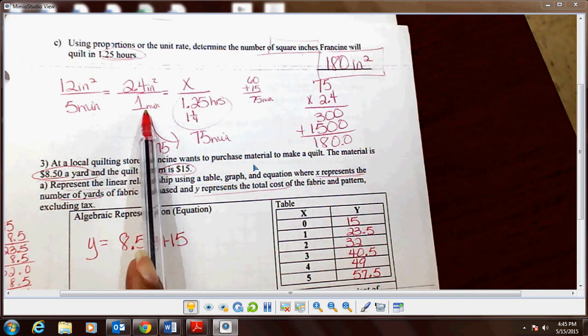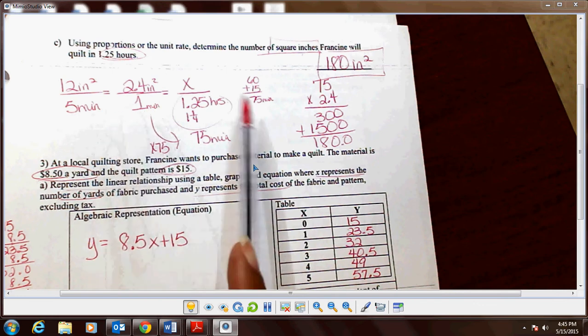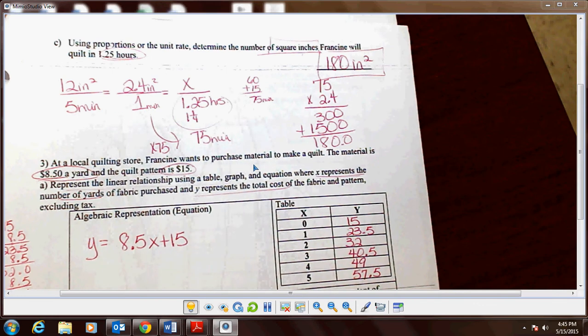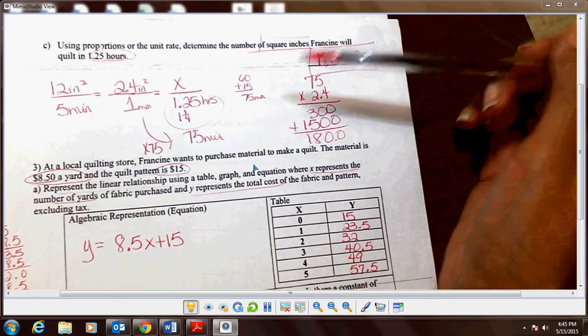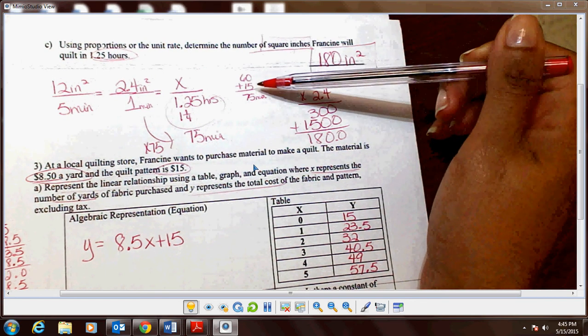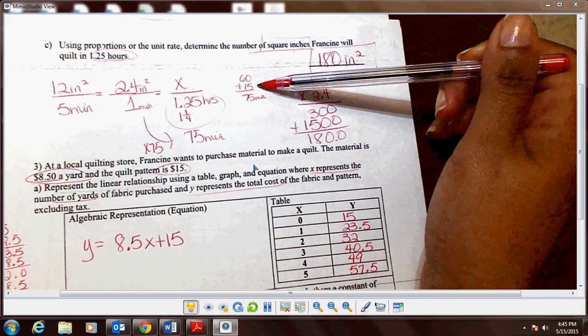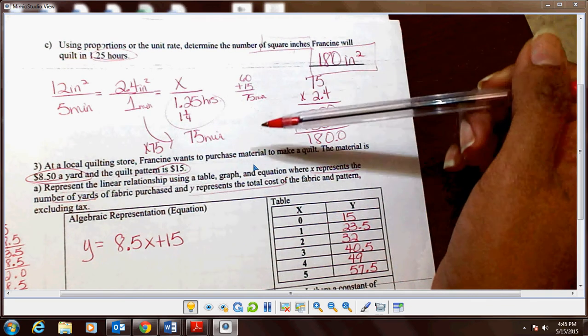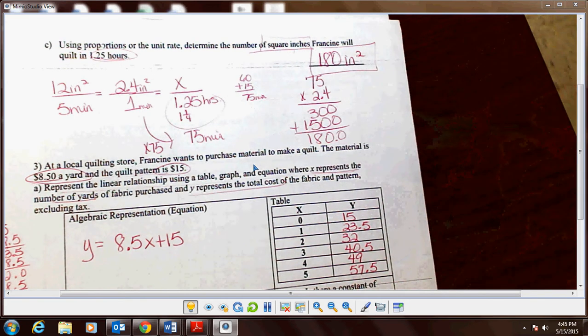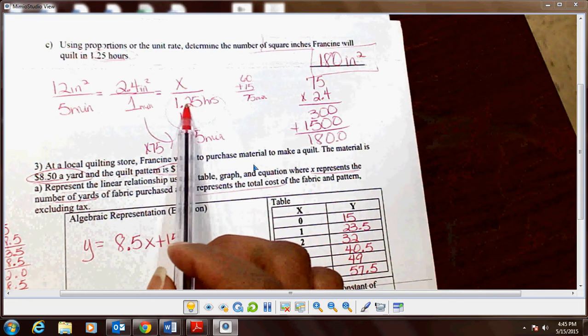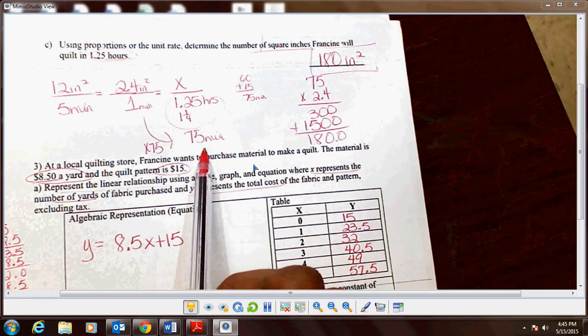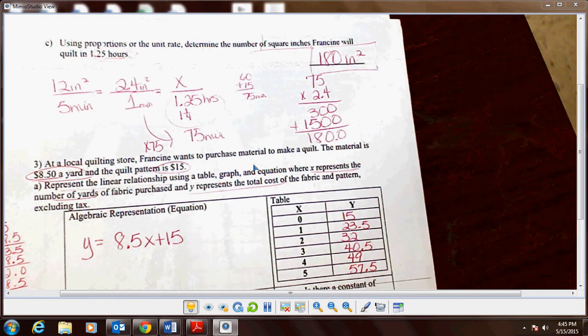If we want to know how much she's going to do in 1.25 hours, then convert that 1.25 hours to minutes. So 1.25 is like saying 1 and a fourth. You should know that a fourth of an hour is 15 minutes. So 1 hour is 60 minutes. Your fourth of an hour is 15 minutes. Once you add that together, that's where the 75 minutes comes from. So this 1.25 hours is now 75 minutes. So all you have to do is multiply by 75 to get your answer.